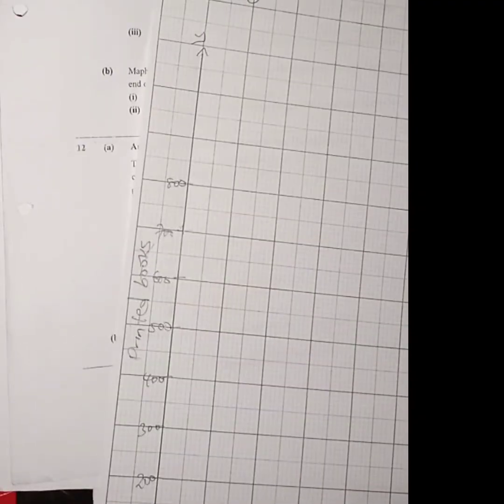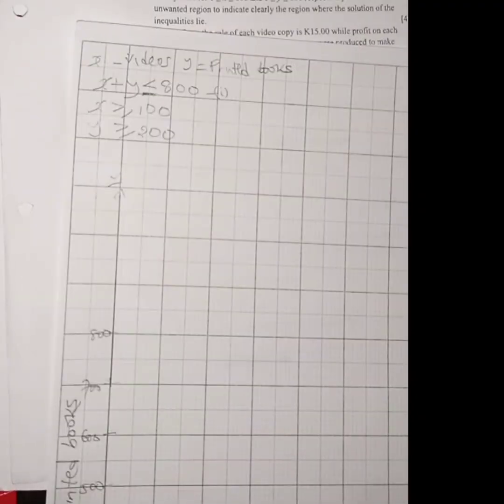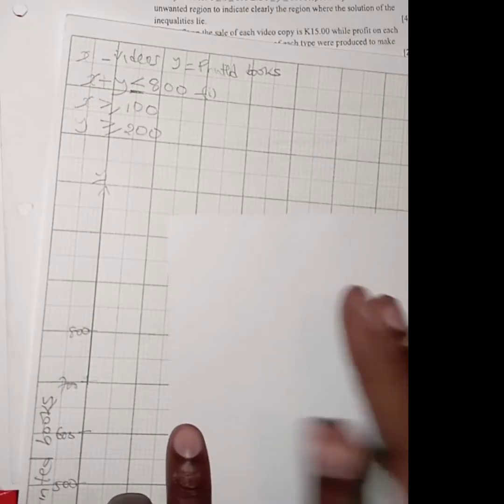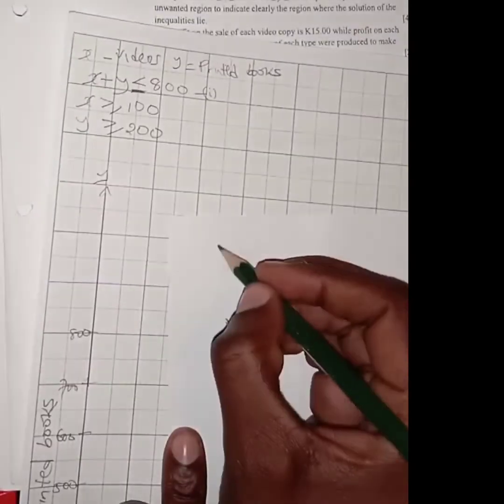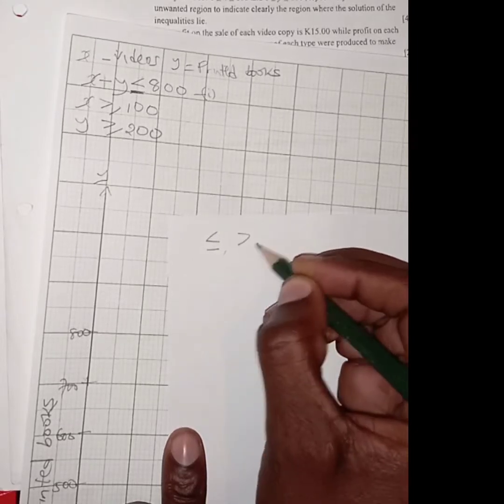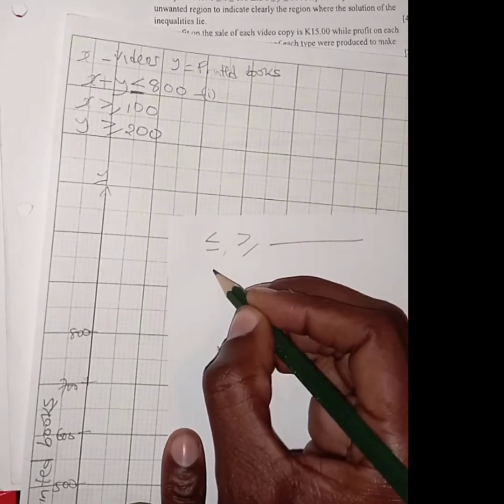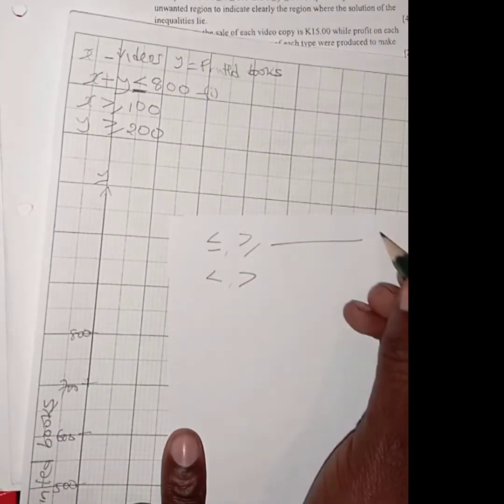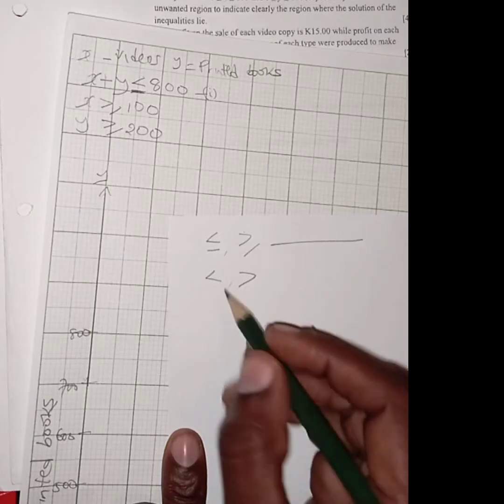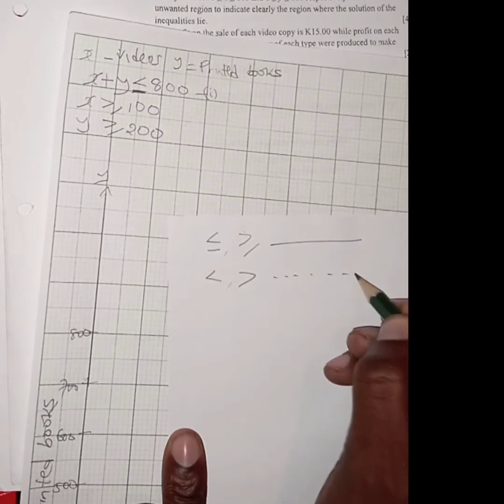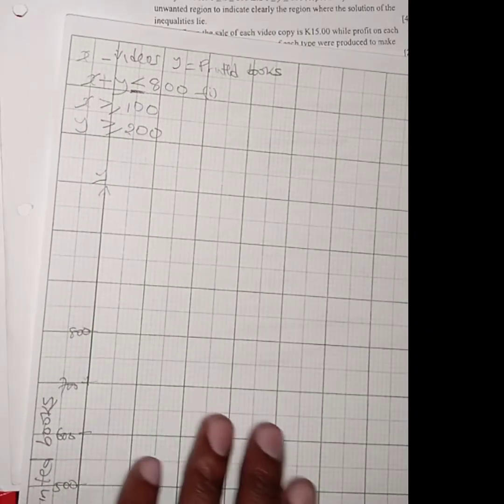So now remember that we need to draw the inequalities. Whenever you have less or equal to, or greater or equal to, it is a continuous line. Less than or just greater than, this is a dotted line, right? So let's do it.